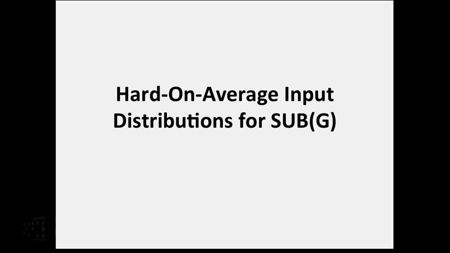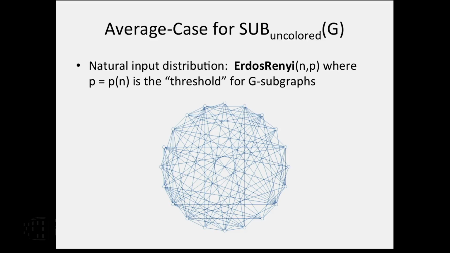Okay, so let me say something about that. And let me start off by talking about what's the average case for the uncolored subgraph isomorphism problem. And here there's a very natural distribution of input graphs to look at, which are the Erdős-Rényi random graphs. So Erdős-Rényi G(n,p): this is the random graph where you have n vertices, and for each pair of vertices you put an edge independently with probability p.